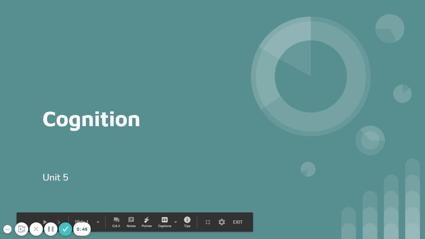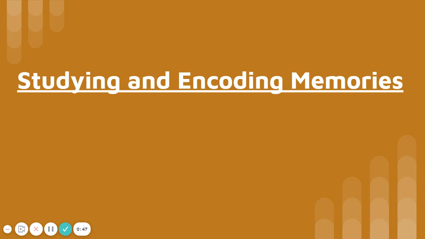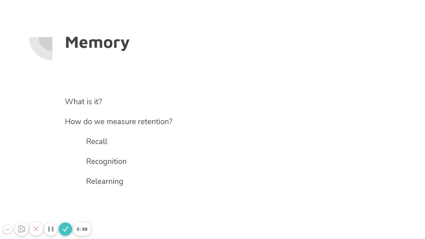All right, so first, let's look at how we are going to study memory and how we start to encode or process memories. Like, how do we record them so that we can remember them later? All right, so what is memory? Basically memory is the acquisition of information, how we store that information, and then how we're able to retrieve it later. Okay, so all of that goes into memory.